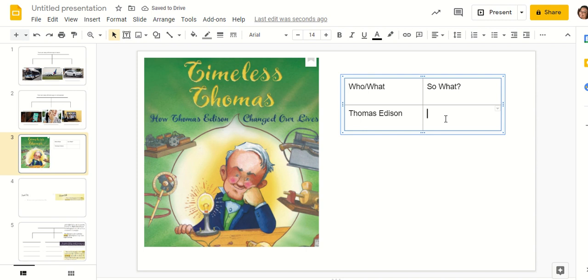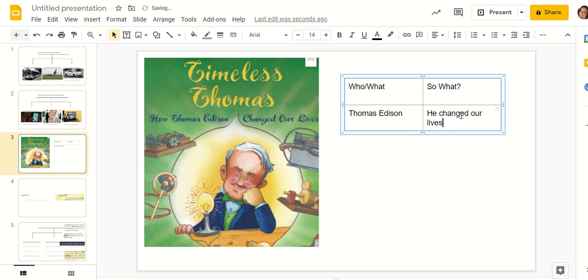Is this just about his life? Is this just about his childhood? Is this about things that he's done? These are the things we have to think of. What does the author want us to learn about Thomas Edison? And we can use this part of the title to help us. How Thomas Edison Changed Our Lives. So we could put that in the so what.